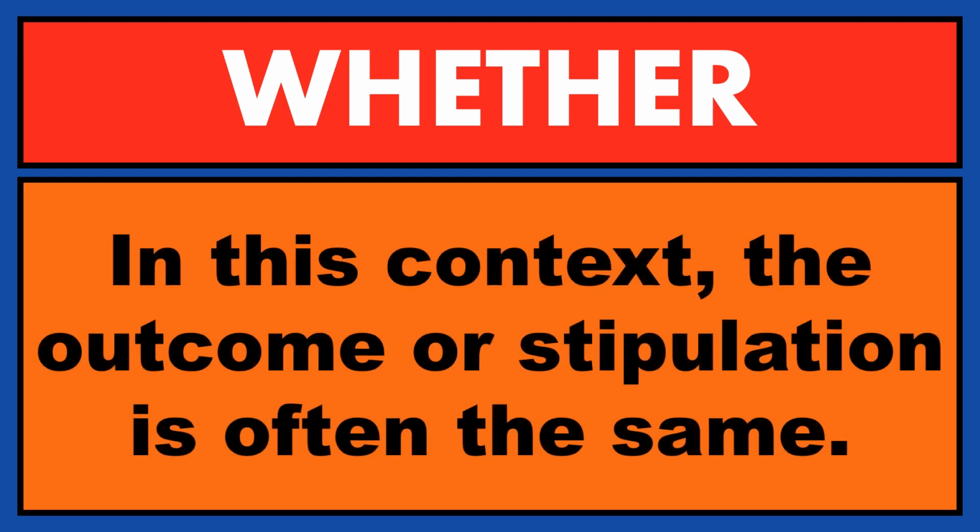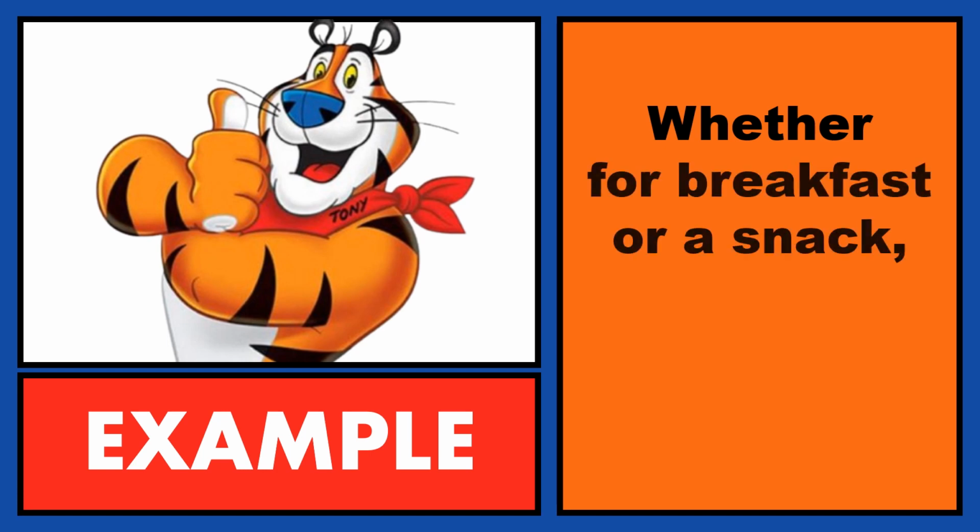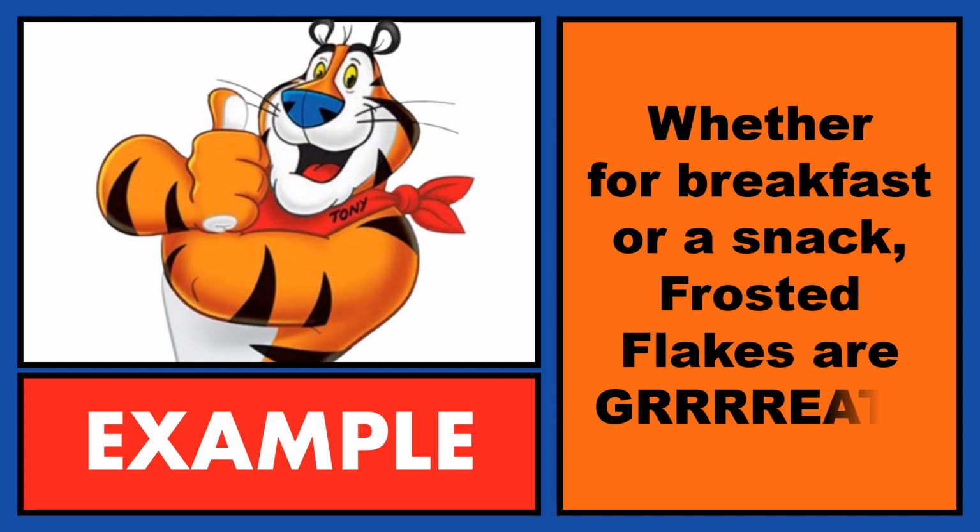In this context, the outcome or stipulation is often the same, regardless of which option you choose. Example, whether for breakfast or a snack, Frosted Flakes are great. Now, again, in this context, we have an alternative. Whether you're eating them for breakfast or a snack, the Frosted Flakes are great. So we have the two alternatives, and regardless, it leads to the same outcome.